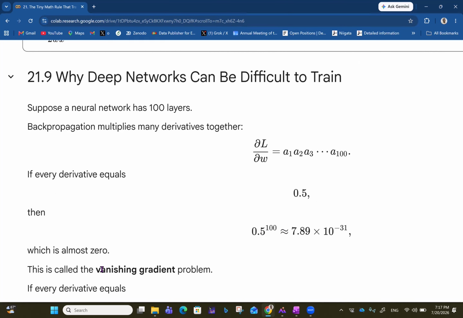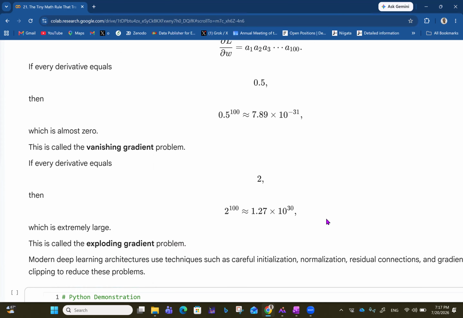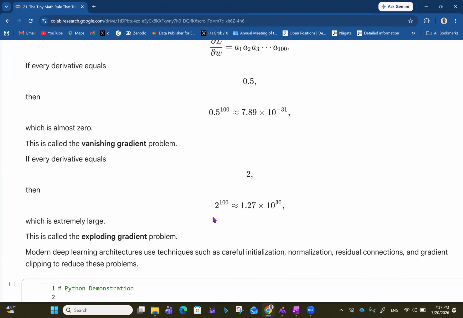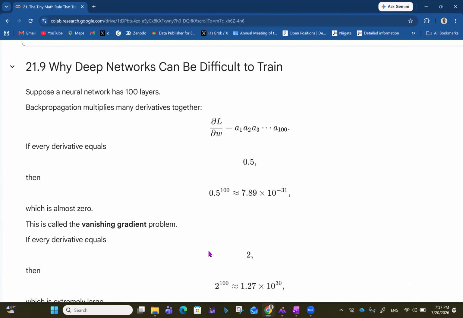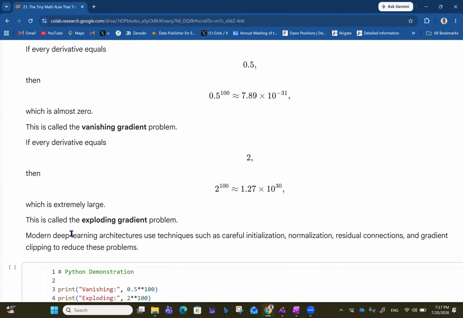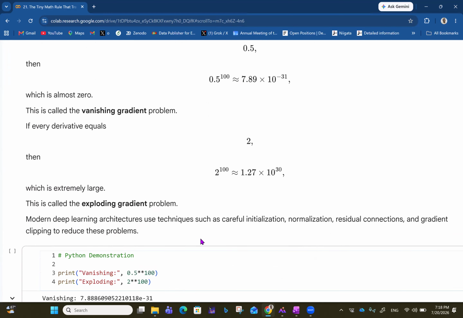Now, this is called the vanishing gradient problem. If every derivative equals, say, 2, it means you have 2 raised to 100, which is approximately 1.27 times 10 raised to 30. This is called the exploding gradient problem. So difficulty arises because of either vanishing gradients or exploding gradients. Modern deep learning architectures use techniques such as careful initialization, normalization, residual connections, and gradient clipping to reduce the problems of vanishing or exploding gradients.